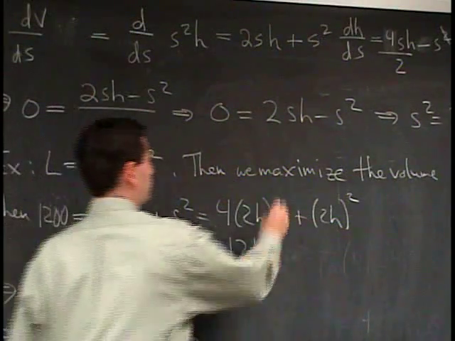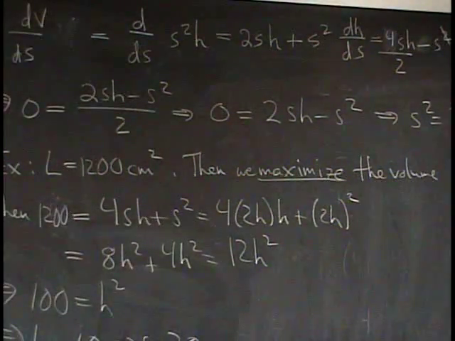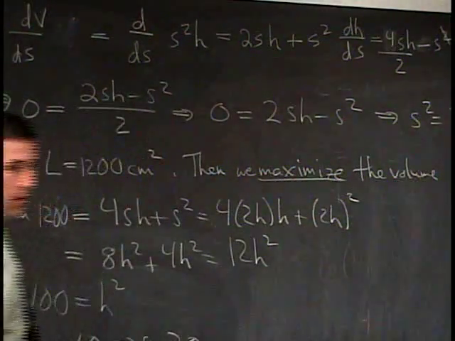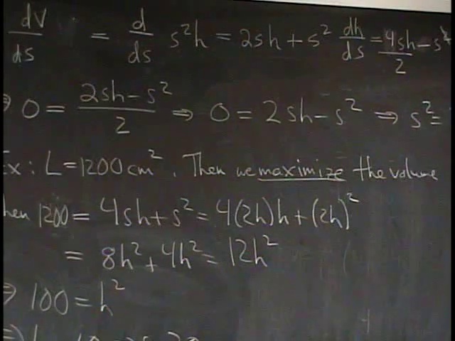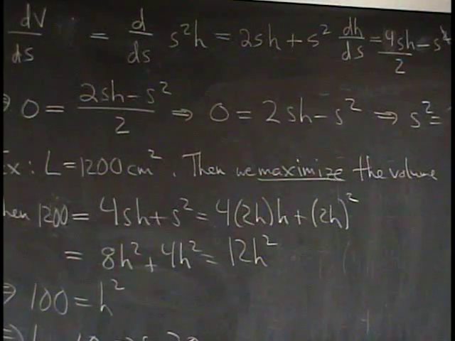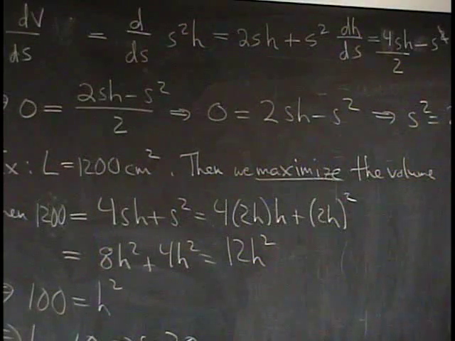Now, this word maximize here, I've assumed that. We need to prove that this is actually giving us the maximum. So how do we prove that? Second derivative. Use the second derivative test. Not as terribly useful when you're curve sketching, but very useful here. Where was our derivative? Here was our derivative: 2sh minus s squared over 2.